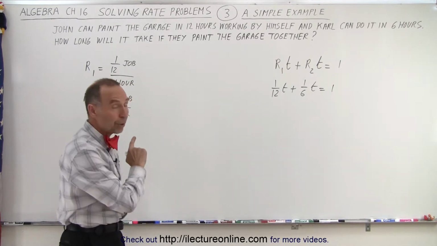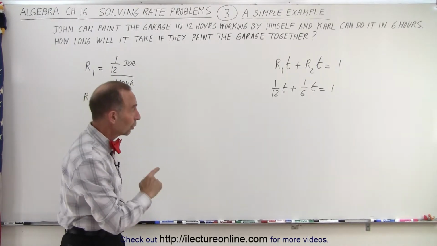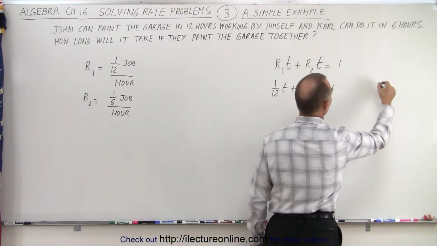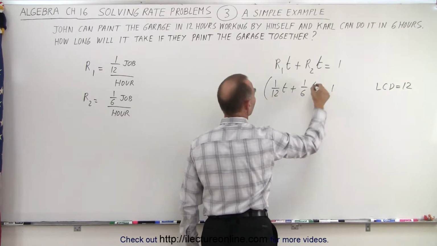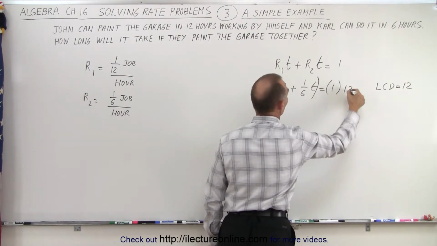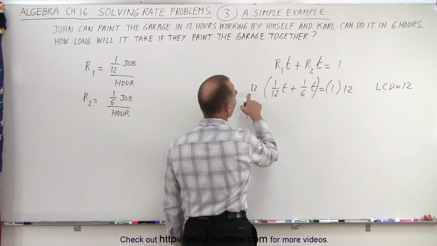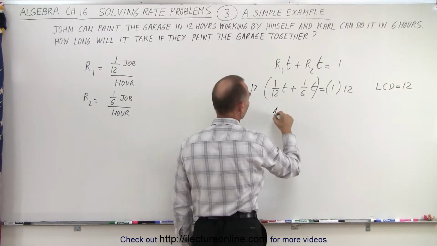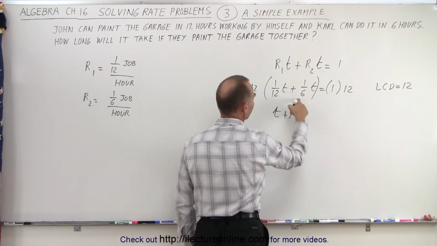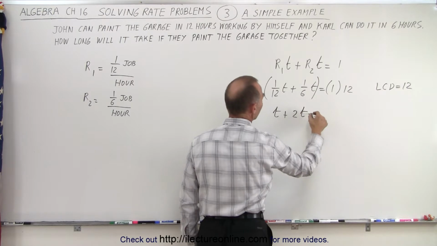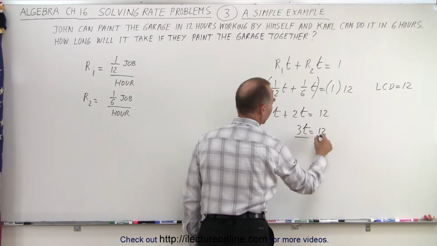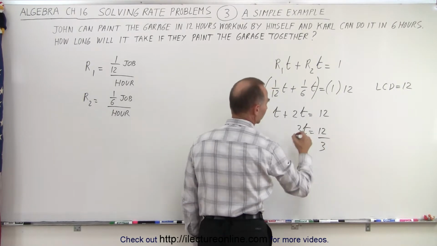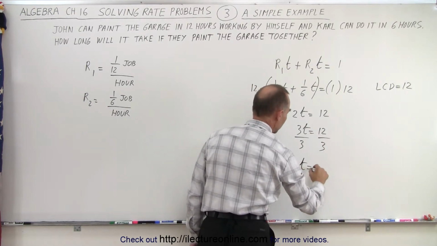We can do that by multiplying both sides of the equation by the lowest common denominator. In this case, the LCD is equal to 12. And so we multiply the left side and the right side by 12. When we do that, 12 times 1/12 is 1, so we get t plus 12 divided by 6 is 2, 2t is equal to 12, or 3t is equal to 12. Then we divide both sides by the numerical coefficient of t, and t is equal to 4.